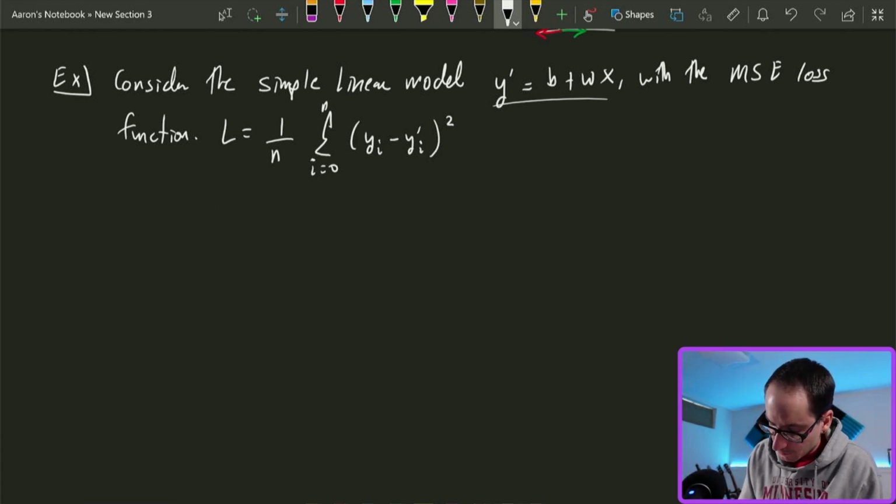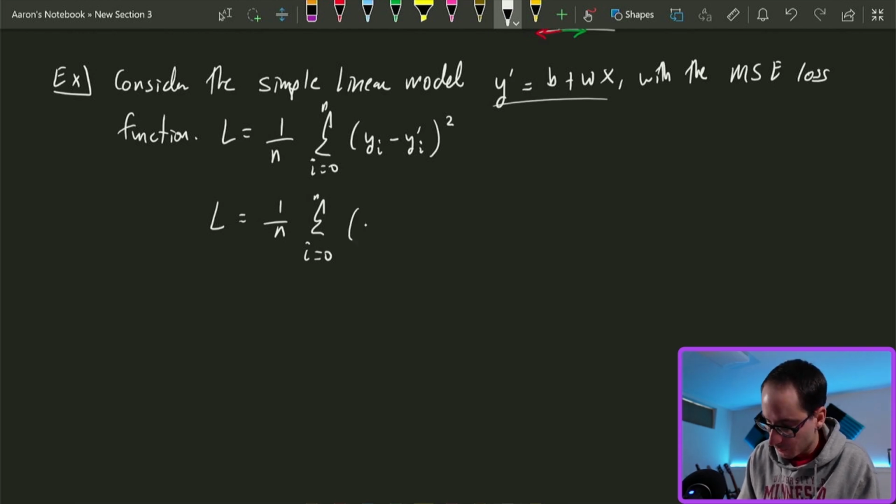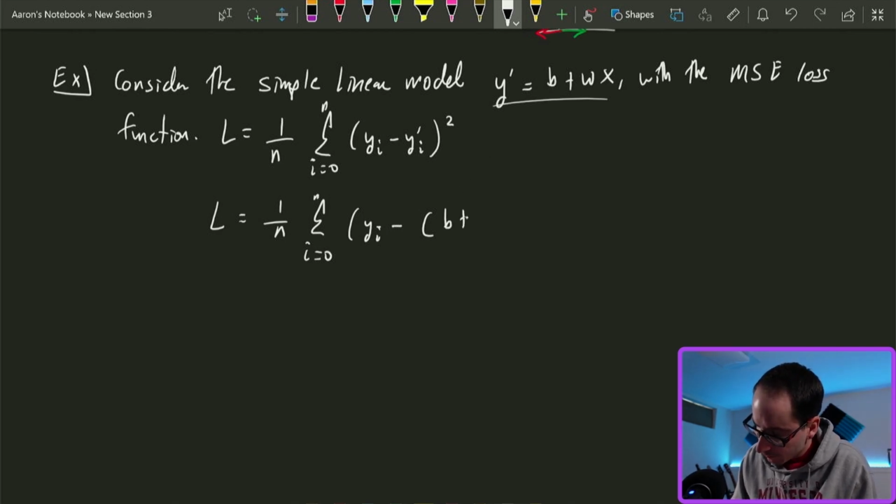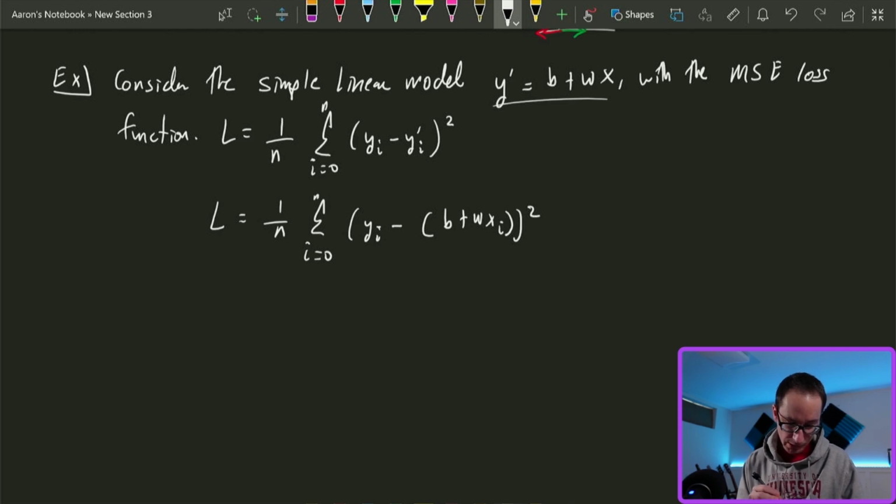So we can write our loss function as 1 over n times the sum as i goes from 0 to n of yi minus, I'll just substitute this in here now, b plus wxi, quantity squared. Quantity squared there, right? Yeah, I think that looks good.